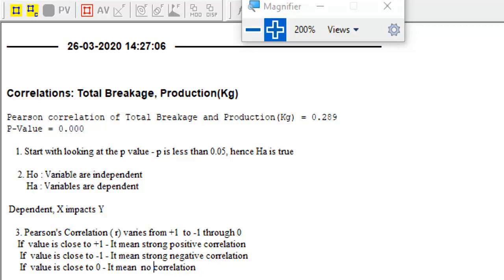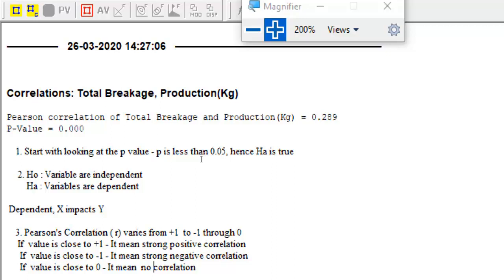Yes, sir. Simple? Yeah. So you will have to start with looking at what my p-value is. If my p-value is smaller than 0.05, it means that alternate hypothesis is to be accepted. What will null and alternate say? Null will say that variables are independent. Alternate will say variables are dependent. Basis which you will decide. So here our alternate hypothesis is true, which means that we will decipher that variables are dependent to each other.